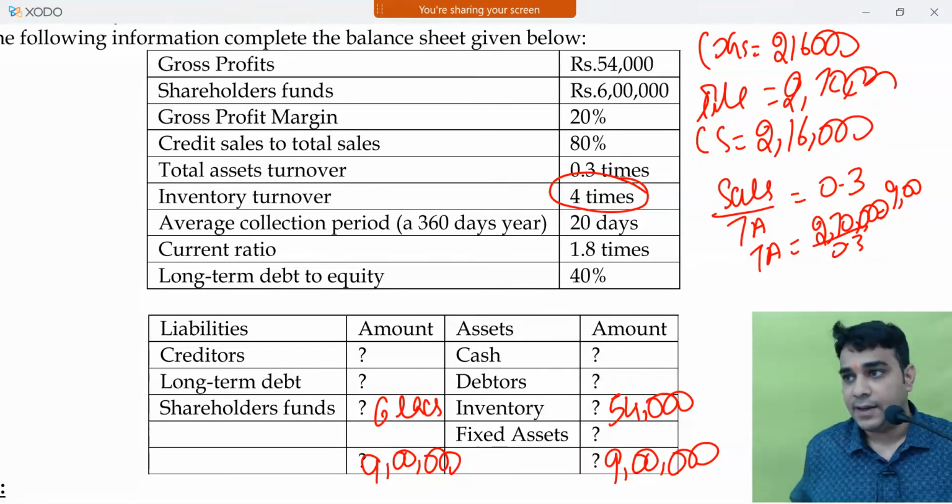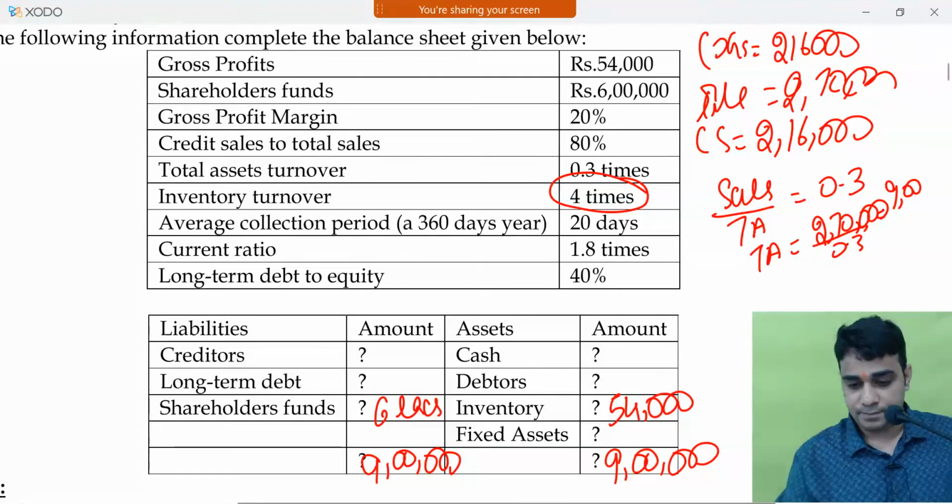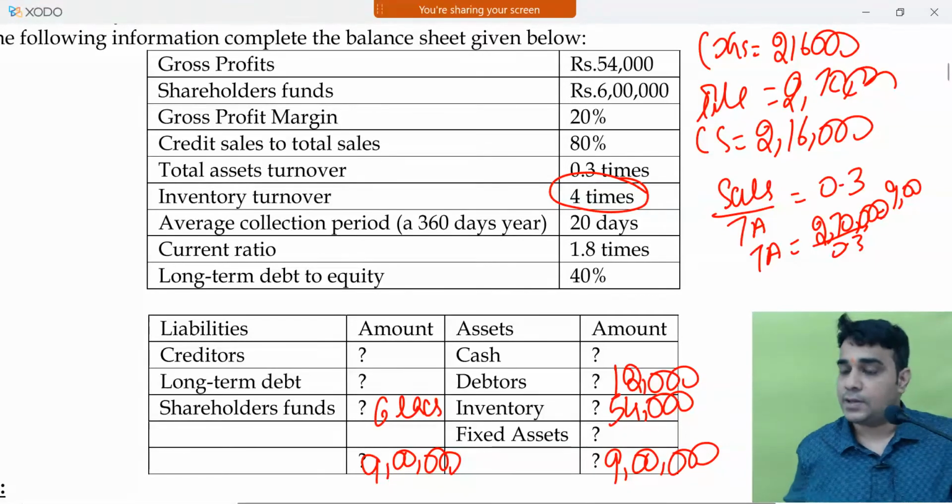20 days of credit sales, not the total sales. Okay, 2,16,000 into 20 by 360, which is 12,000.